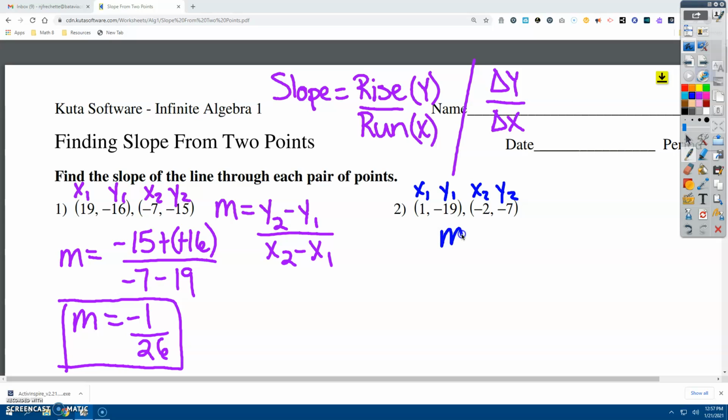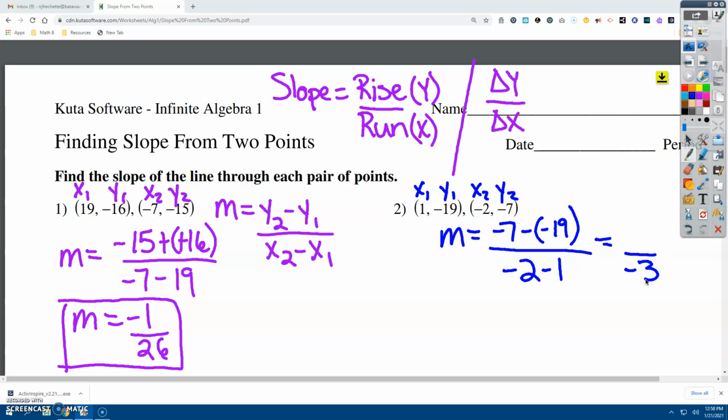So we're going to go m equals negative 7, right? Minus a negative 19. And once again, I'm going to want to use my calculator because I'm dealing with adding and subtracting integers, and I'm dealing with negative numbers, so that makes it definitely a little bit more difficult. And below, my x sub 2 minus my x sub 1, which is 1. That one's easy. What's negative 2 minus 1? Negative 2 minus 1 is negative 3.